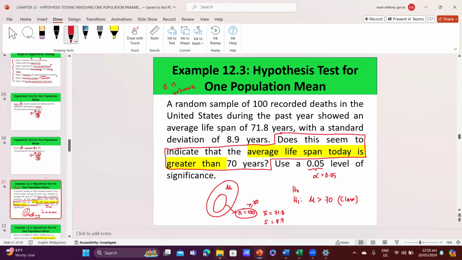And then for the null hypothesis, it must be the complement of this alternative hypothesis, which is the population mean mu is less than or equal to 70. So the 70 here is the hypothesized value of the population mean. So that is our mu sub 0 in the formula of the test statistic value.